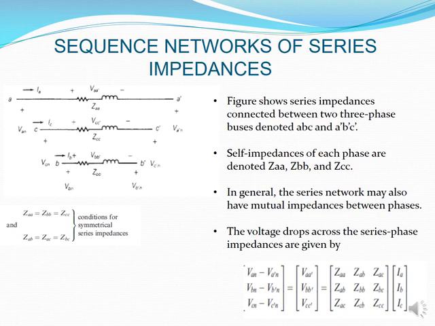So my ZAA in this case is equal to my ZBB and ZCC, and ZAB, ZAC and ZBC are also all equal. So you can already see that I will have my Z0 being ZAA plus 2ZAB, and my Z1 and Z2 equal to ZAA minus ZAB.